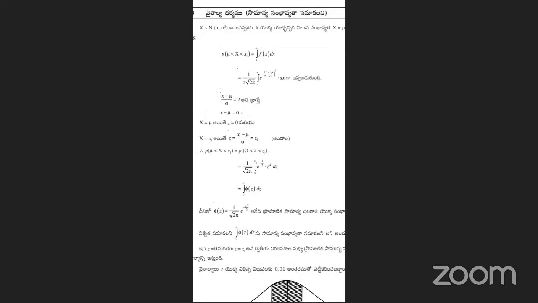So now, this is the area property, where x follows normal mu and sigma square. Then the probability that x lies between mu and x1 is the integral from mu to x1 of f(x) dx, where this is the integral from mu to x1 of 1 by root 2 pi sigma e to the power minus of (x minus mu by sigma) whole square dx. Where x minus mu equal to sigma z, then x minus mu equal to sigma z. Now substitute: x equal to mu gives z equal to 0, and x equal to x1 gives z1. So that is 0 to z1.